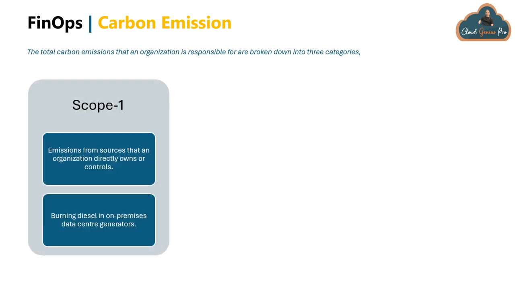The first one is the scope 1 category, where the enterprise is directly responsible for the emission. Ultimately they are owning and controlling the devices, hardware or equipment which are the key contributors to carbon emission. One simple example could be a diesel generator, which an enterprise is using to power its data center.